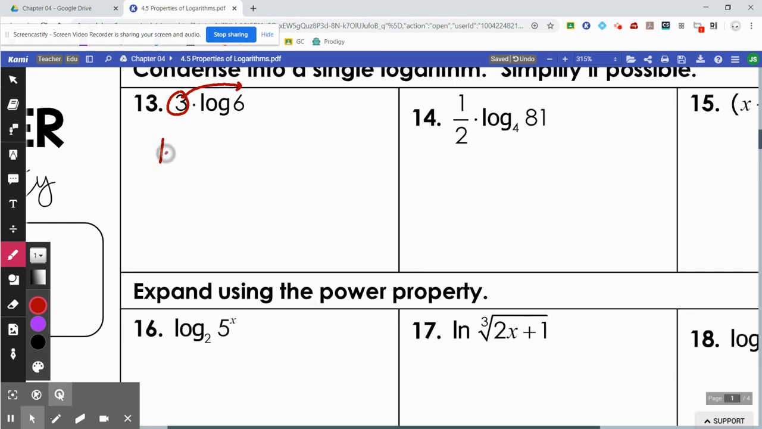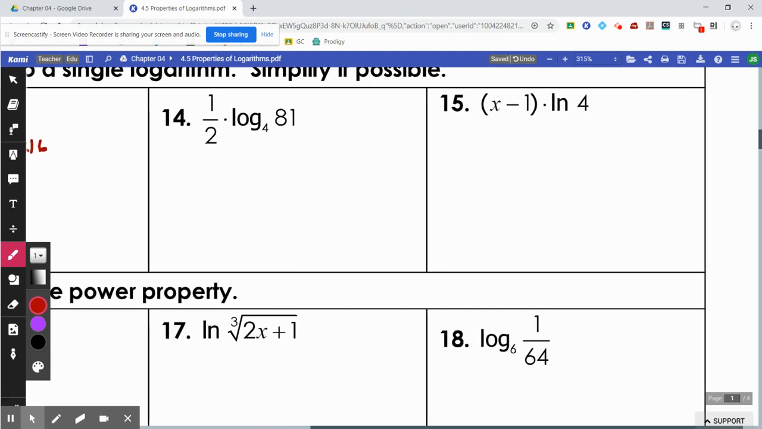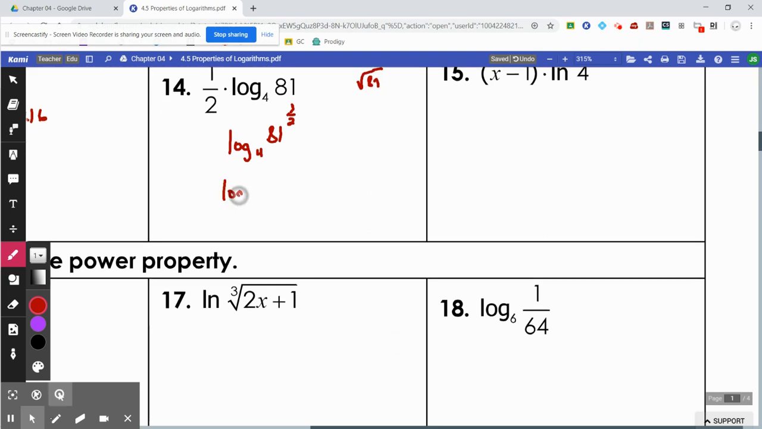3 times log of 6 we can write as the log of 6 to the third. And that can be simplified and written as a log of 216. This 1/2 again can be moved up. It's a coefficient right now. Move it up front or up top as an exponent. That'd be 81 to the 1/2 power. And a reminder that a 1/2 power is the same thing as a square root. So that'd be log base 4. The square root of 81 is 9.